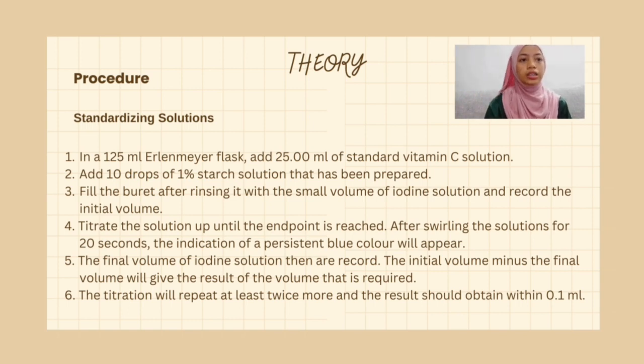After that, we need to titrate the solution until the end point is reached. After swirling the solution for 20 seconds, a persistent blue color will appear, and the final volume of iodine solution will be recorded. The initial volume minus the final volume will give the volume that is required. And lastly, the titration will be repeated at least twice more, and the results should agree within 0.1 ml.